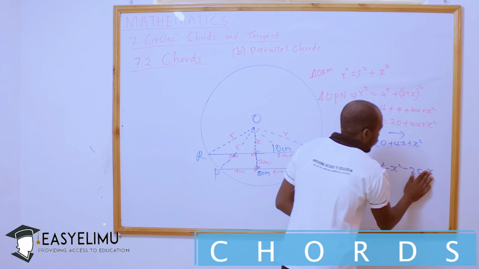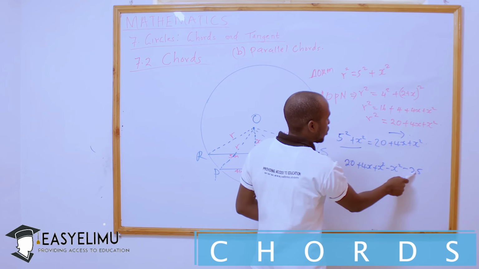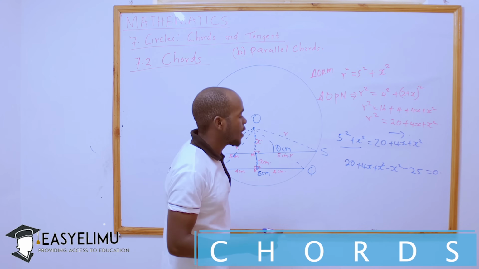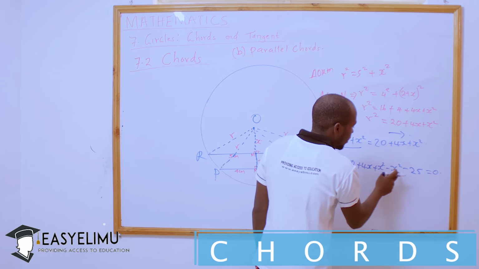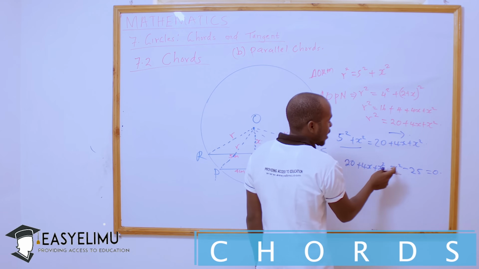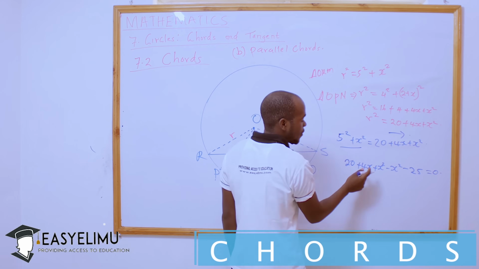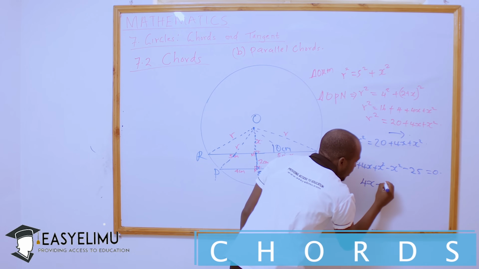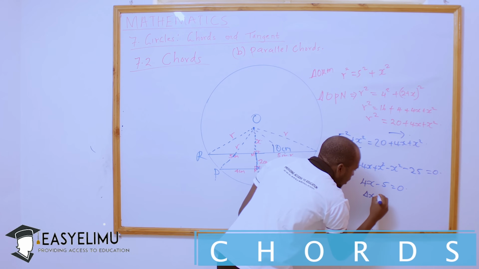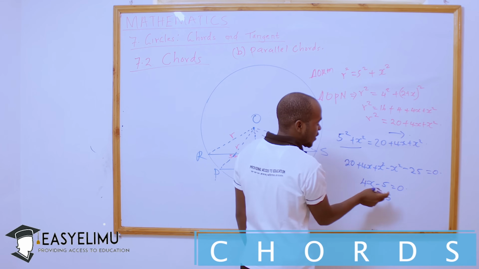There is no additional x. The first one was x squared, so I subtract, and then minus 25 is equal to 0. If you subtract from both sides, you get 0 there. So 20 subtract 25, you will have negative 5. x squared minus x squared, you will get 0, and this is 4x. So we have 4x minus 5 equals 0. If you want the value of 4x, you add 5 on both sides and you get 4x equals 5.